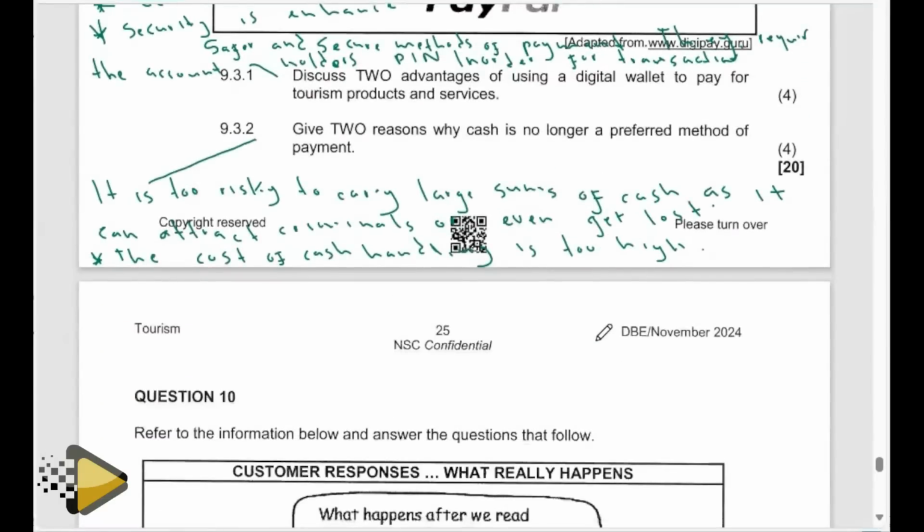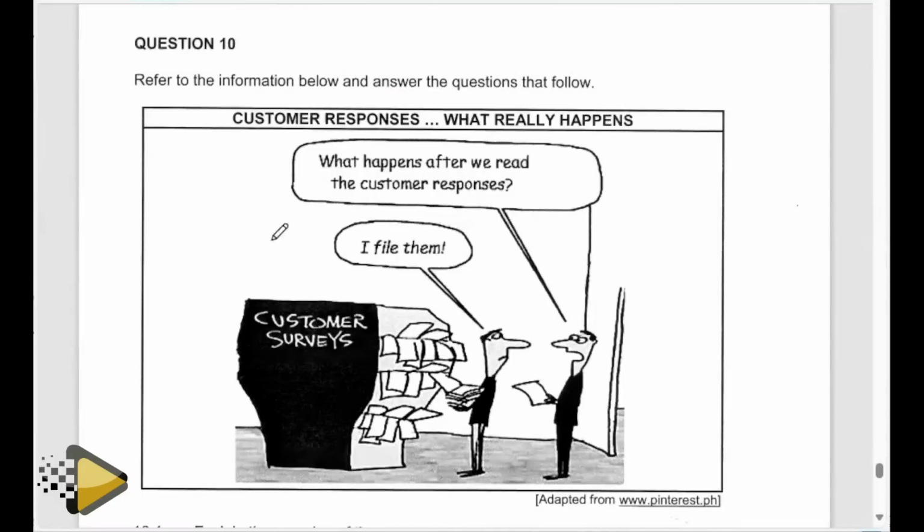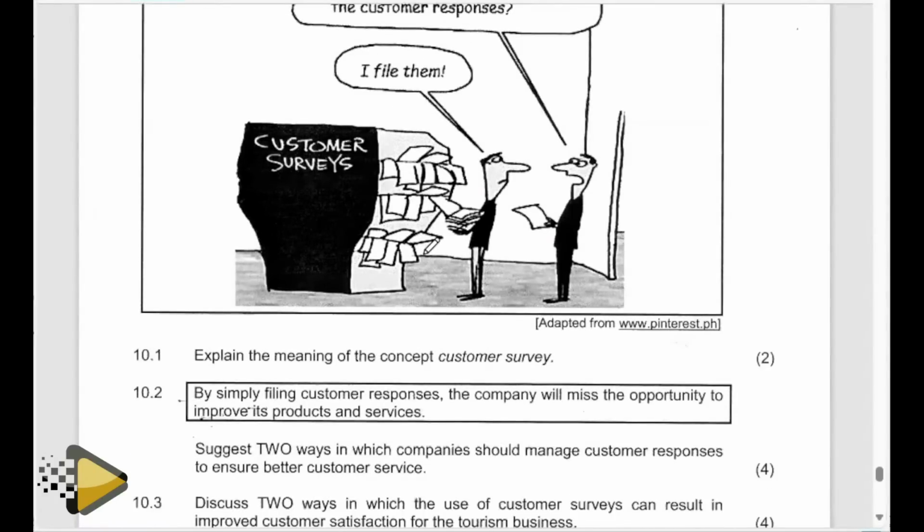Then moving on to the next question, which is question 10. Refer to the information below and answer the questions that follow. Customer responses, what really happens? So we have a cartoon which appears there. What happens after we read the customer responses? So we have a response coming from the other colleague. I file them. So the other colleague is simply responding by saying that I file them. So the first question reads, explain the meaning of customer survey.